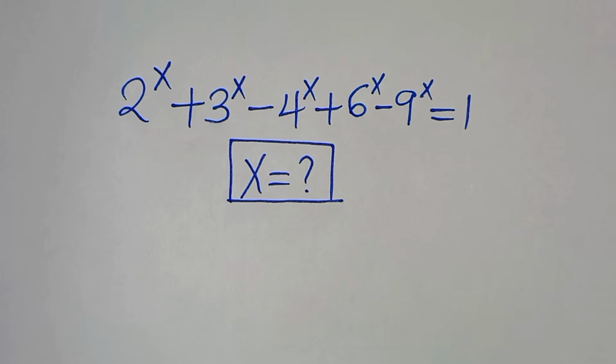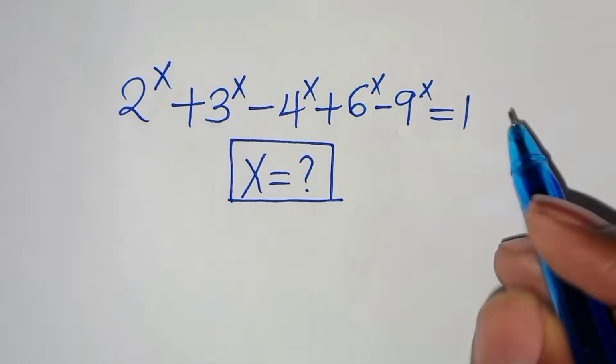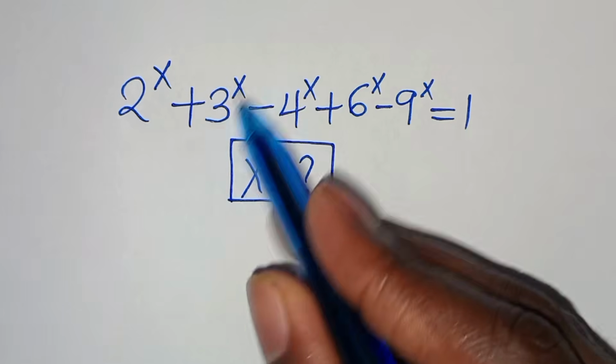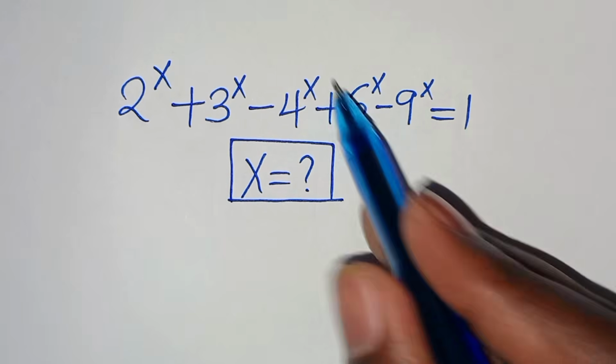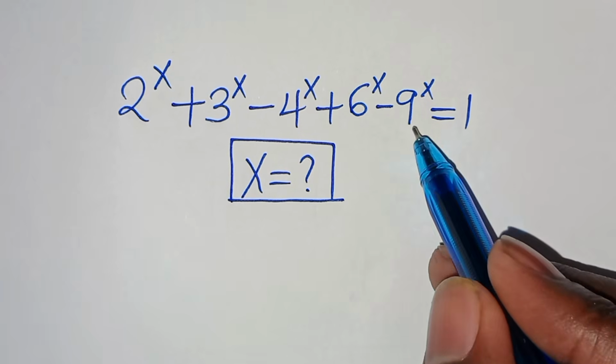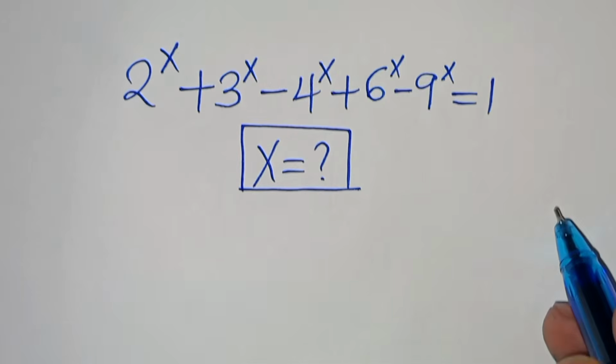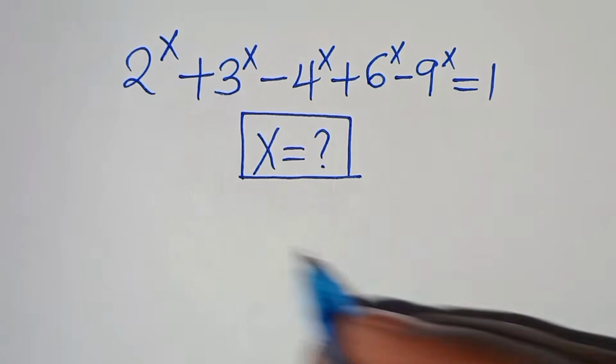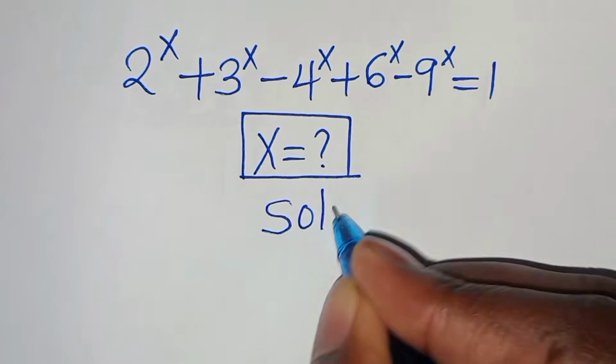Hello everyone, you're welcome to solve this nice algebra problem, which is 2 to the power of x plus 3 to the power of x minus 4 to the power of x plus 6 to the power of x minus 9 to the power of x. This is equal to 1. So what is the value of x? Now let's provide a solution from here.